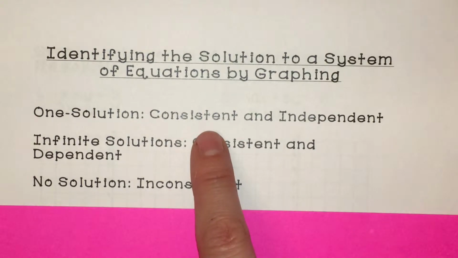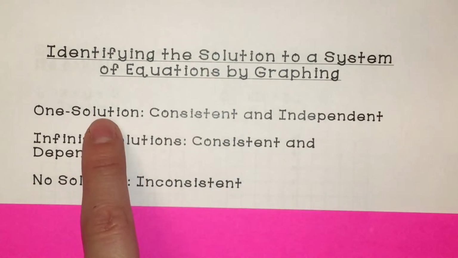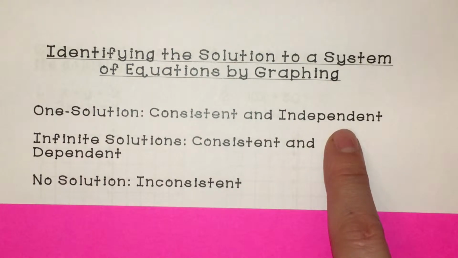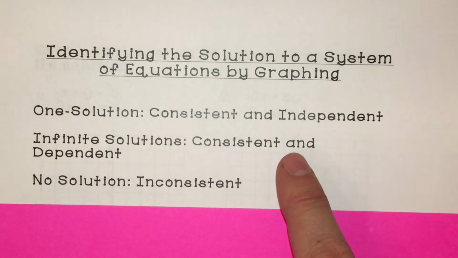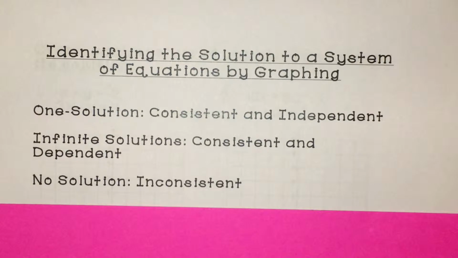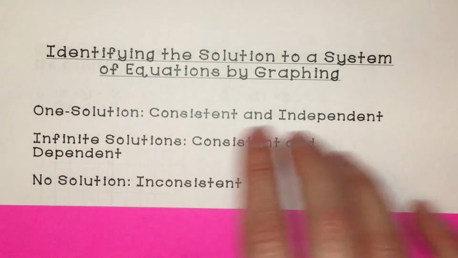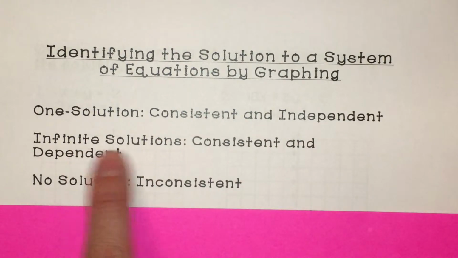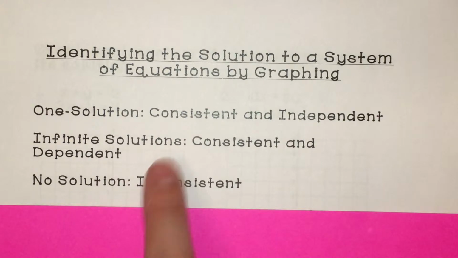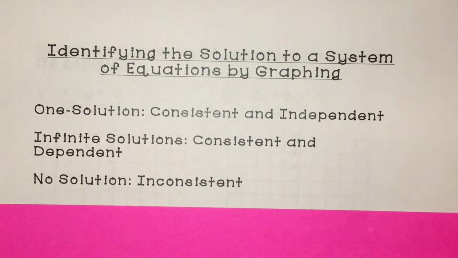Consistent means that your system has at least one solution, in this case exactly one. And independent, if you have a consistent system that has exactly one solution, is always called independent. So consistent and independent.